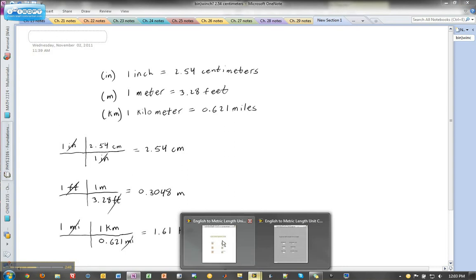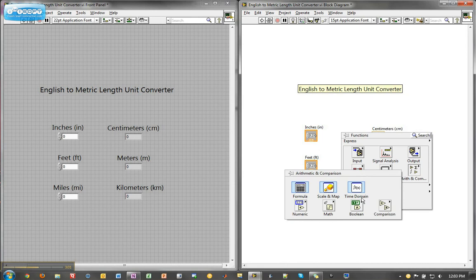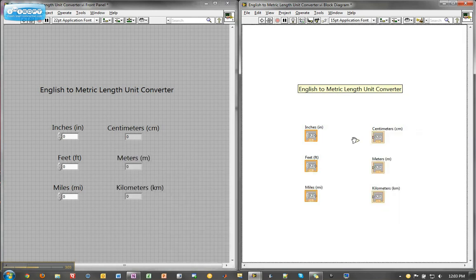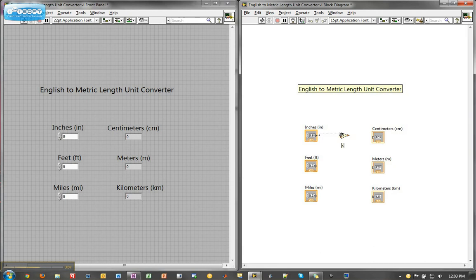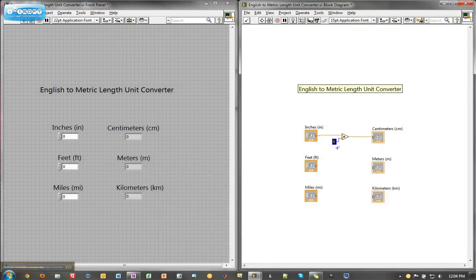So we're going to come up with a LabVIEW program that will do this for us all at once. So here we go. We need a function to get from inches to centimeters, and that function is going to be the multiplication function, because we want to multiply by 2.54 centimeters so that we can cancel out that 1 inch. And what we need to do, we can go ahead and connect that right there, we need to multiply by a numeric constant, which is just a number. It's dimensionless, which means it has no units. So 2.54. There we go. That takes care of inches to centimeters.